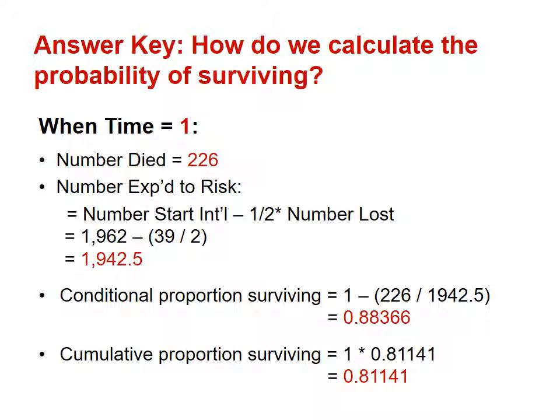Then for the last two columns, the conditional proportion surviving is calculated by subtracting the number of people who died divided by those exposed to risk from 1. Finally, the cumulative proportion surviving is calculated by multiplying the conditional proportion surviving and the cumulative proportion surviving from the row above.